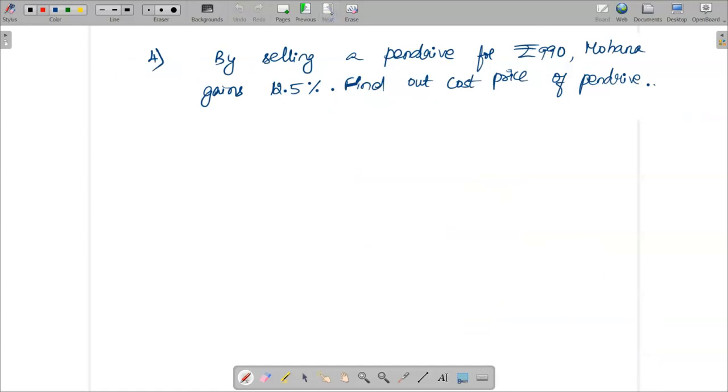So moving on to the next question: by selling a pen drive for rupees 990, Mohana gains around 12.5%. So find out the cost price of the pen drive. So here they have given that the selling price is around 990, right? So this is nothing but the selling price, and the gain percentage is given. We need to find out the cost price.